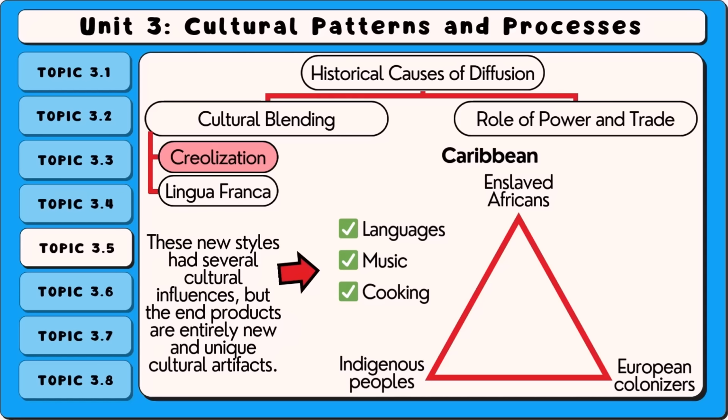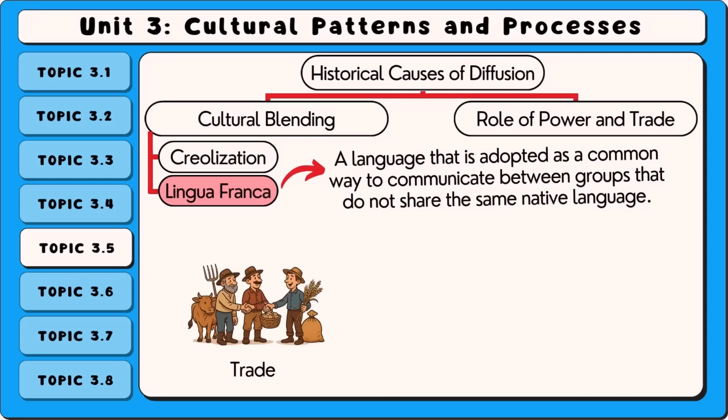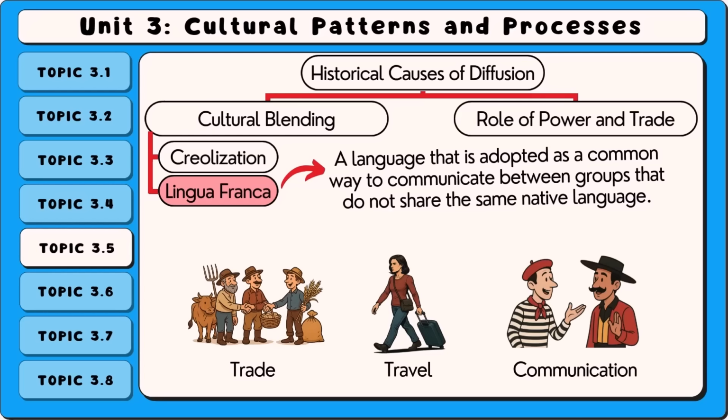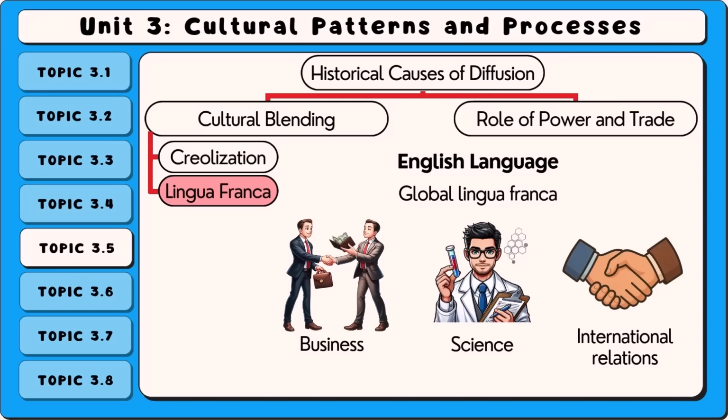cultural artifacts. Lingua franca is a language that is adopted as a common way to communicate between groups that do not share the same native language. A lingua franca is used for trade, travel, and communication, especially in diverse areas. One well-known example is English, which has become a global lingua franca in business, science, and international relations.